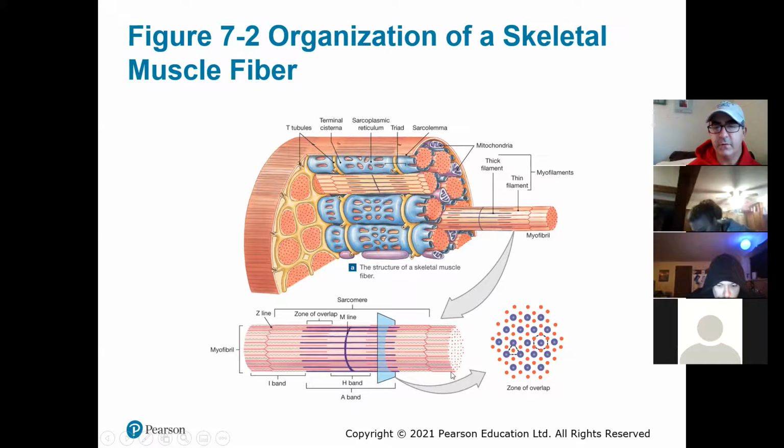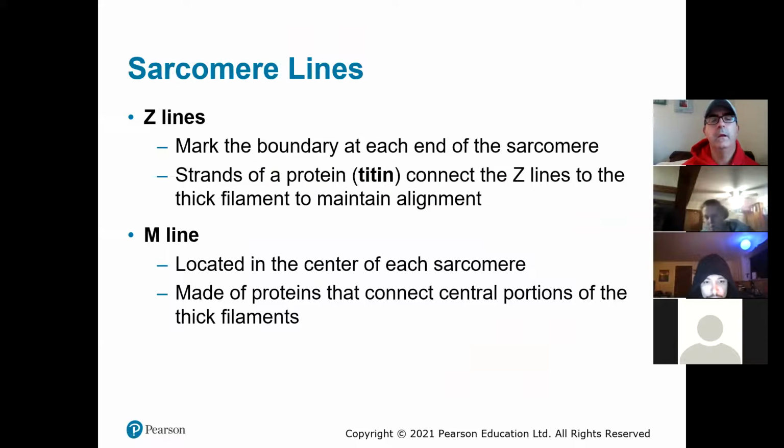And here is a cross section. So they just took a knife and cut through here. You can see the thick filaments and the thin filaments. What's going to happen is those thick and thin filaments are going to slide past each other, and that allows for the whole myofibril to get shorter.